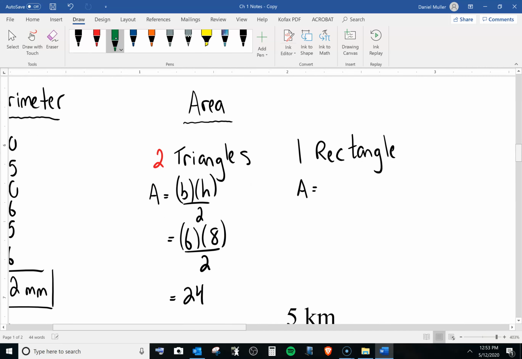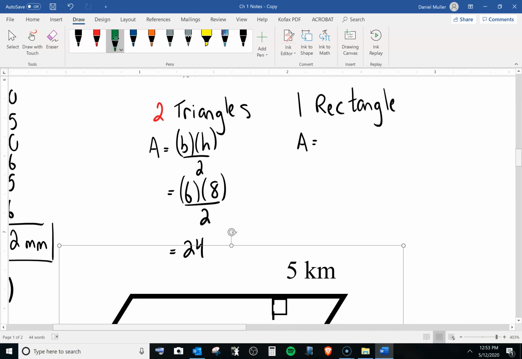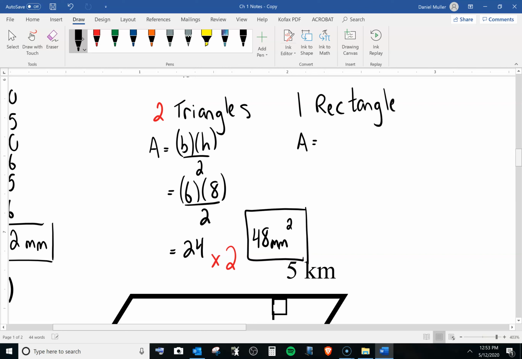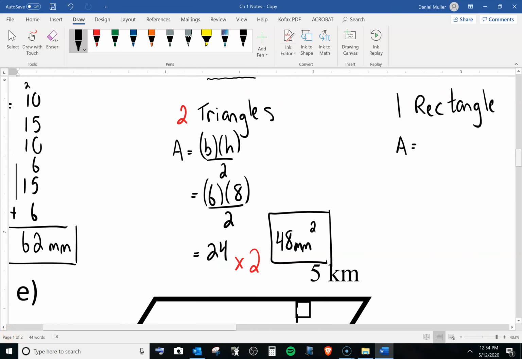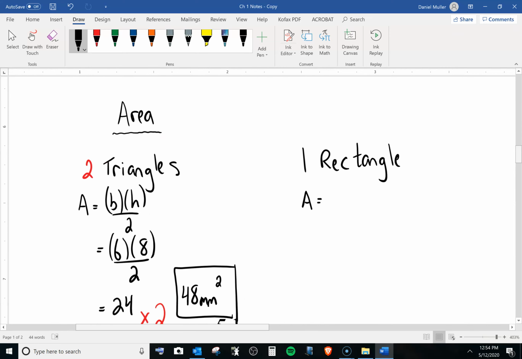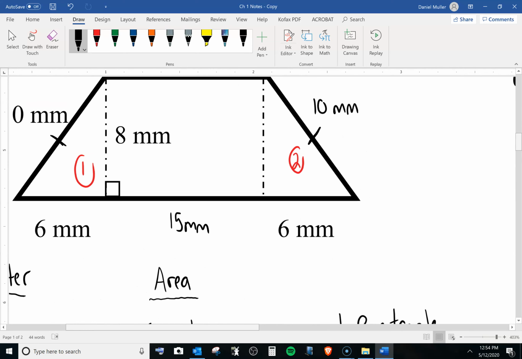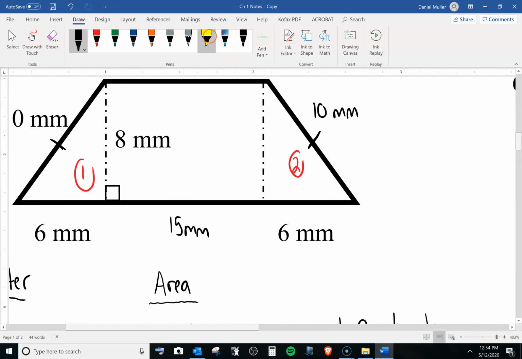And there are 2 triangles, so I'm going to have to times this by 2. 24 doubled is 48 millimeters squared. So I'm at 48 millimeters squared. And now I have to do the rectangle. So I did the 2 triangles. Now I'm going to do this rectangle.